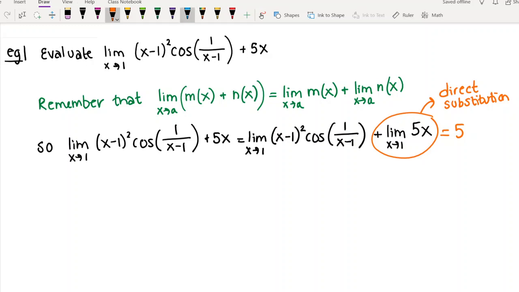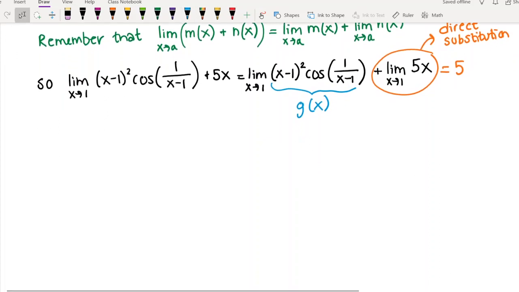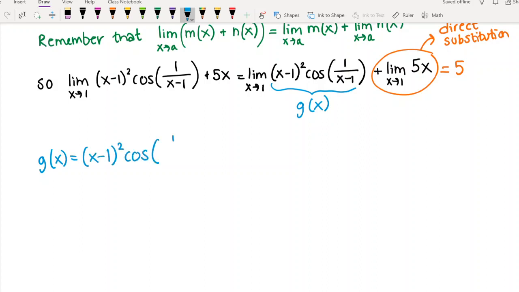Okay, so this other part, let's call this function here g of x. This is going to be the function that will be squeezed in the middle of our squeeze theorem. So we have g of x is equal to (x minus 1) squared times cosine of 1 over (x minus 1).